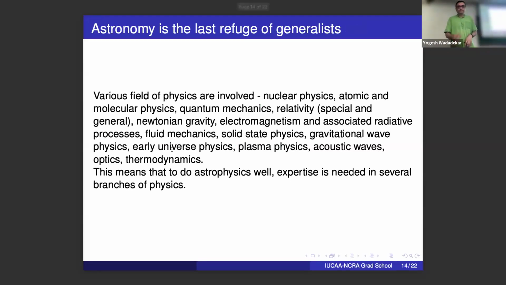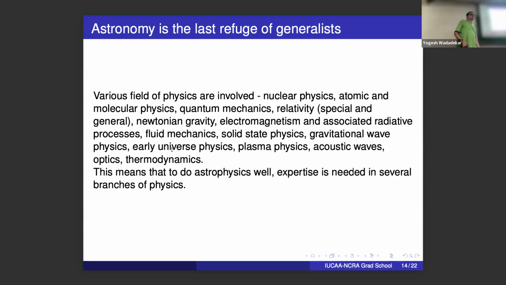Okay, anyways. So astronomy, it is said, is the last refuge of generalists. So people who just like all of physics, who don't have any specific sub-area, subfield that they're fond of, for them, astronomy is like the dream place, okay? Because in order to do it, various fields of physics are involved, okay? And I've listed some of them, certainly not all of them, and so on. And in order to do astrophysics well, expertise is needed in several branches of physics.